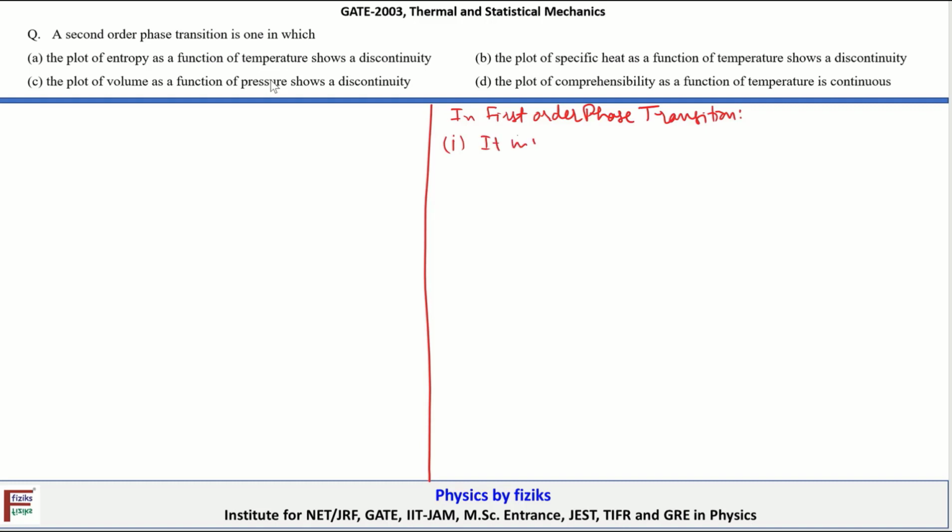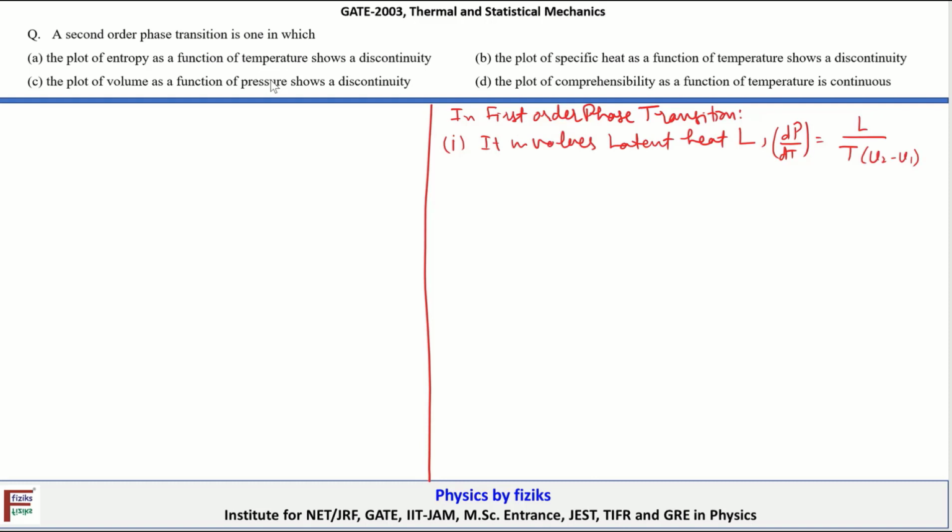It involves latent heat L. So any process which can be described by the Clausius-Clapeyron equation is going to be a first order transition. What is the Clausius-Clapeyron equation? That is dP/dT equal to L divided by T times (V2 minus V1), where V2 and V1 are the specific volumes.